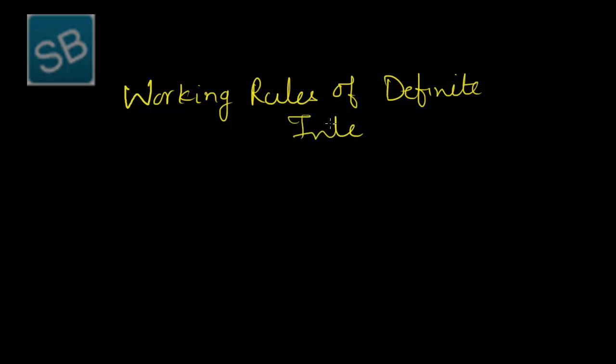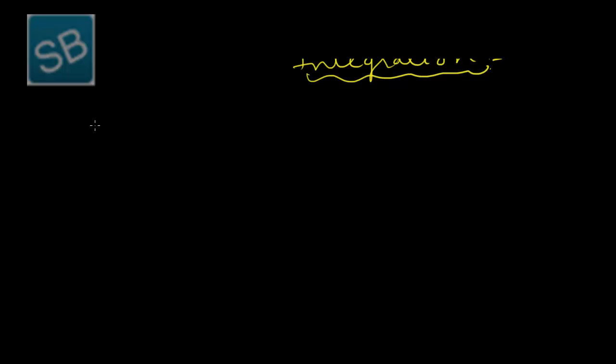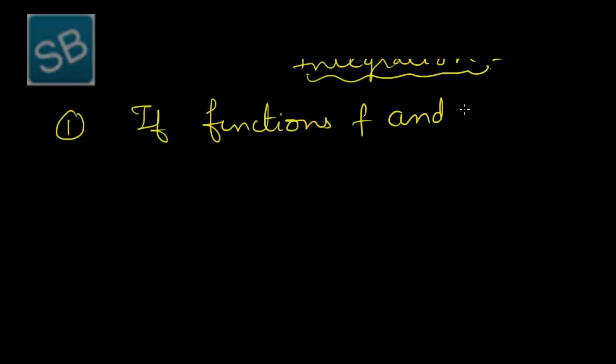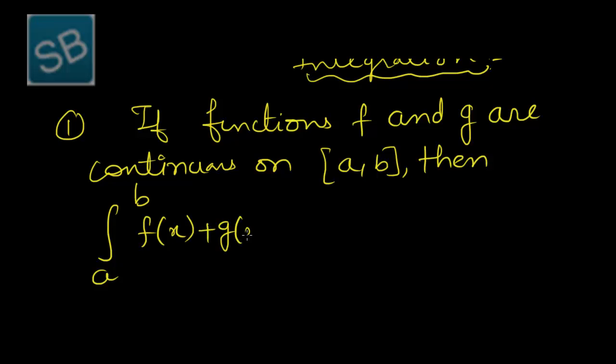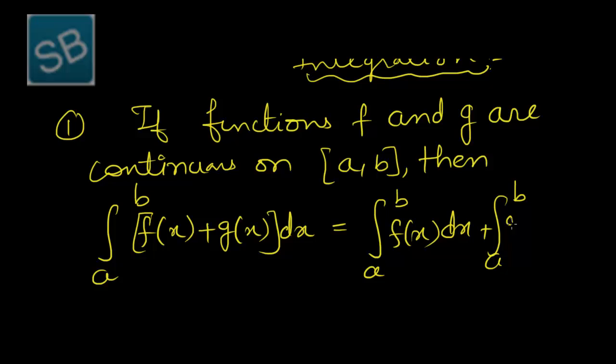Now the next topic is working rules of definite integration. That is, the first rule is: if functions f and g are continuous on the closed interval [a, b], then the integral from a to b of f of x plus g of x dx is equal to the integral from a to b of f of x dx plus the integral from a to b of g of x dx.